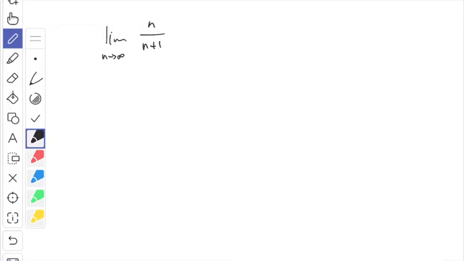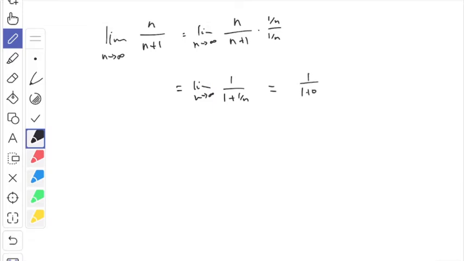So in this example, the trick, which I think you've all seen before, is to divide everything on the top and bottom by n. Another way of saying that is multiply by 1 over n on the top and the bottom. That turns this into a 1 over, and on the bottom you distribute the 1 over n. The n times 1 over n becomes 1, and then 1 times 1 over n becomes 1 over n. And then you can take the limit. When n goes to infinity, that 1 over n will become 0. So you get 1 over 1 plus 0, which is 1, right?